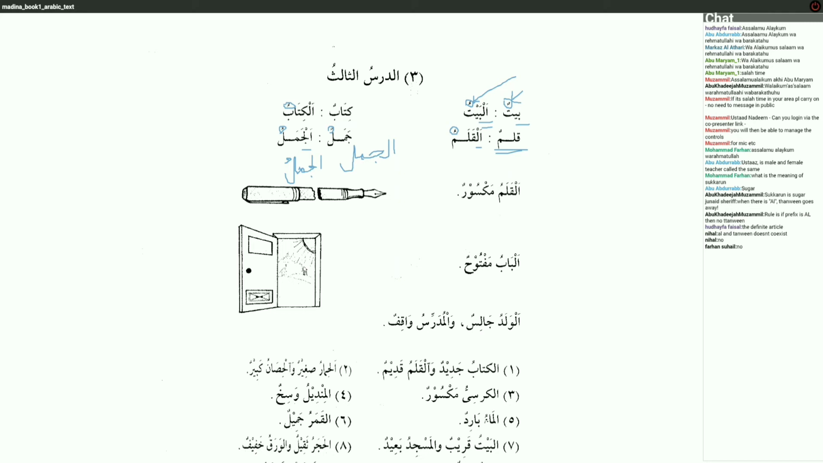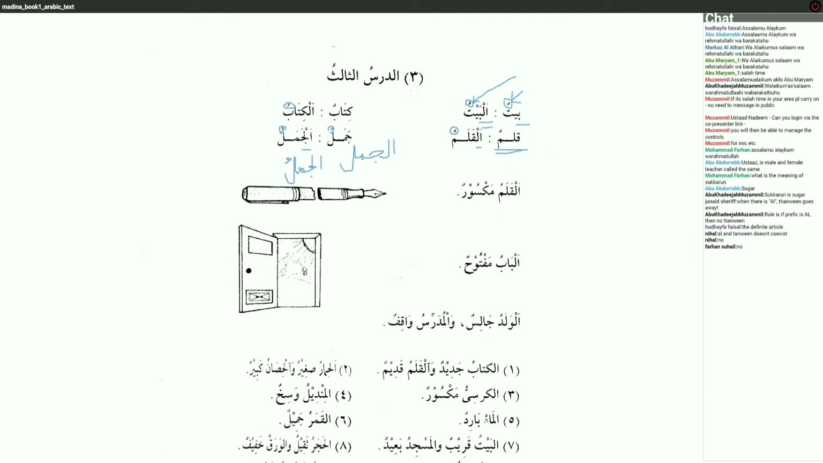Baytun, al-baytu. Kitabun, al-kitabu. Qalamun, al-qalamu. Jamalun, al-jamalu. Is that clear, my brother, so far? First rule, I'm sure it's quite clear, inshallah ta'ala.